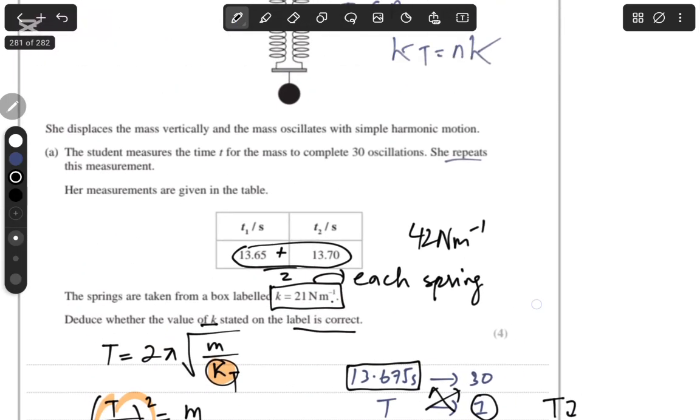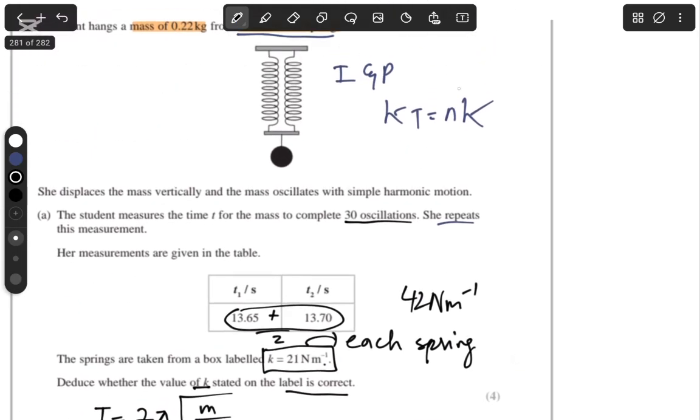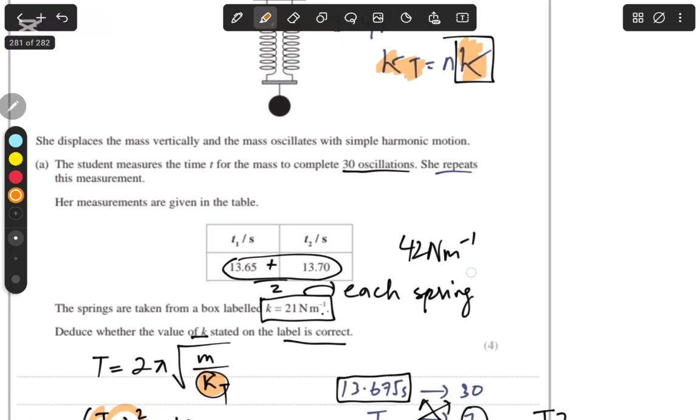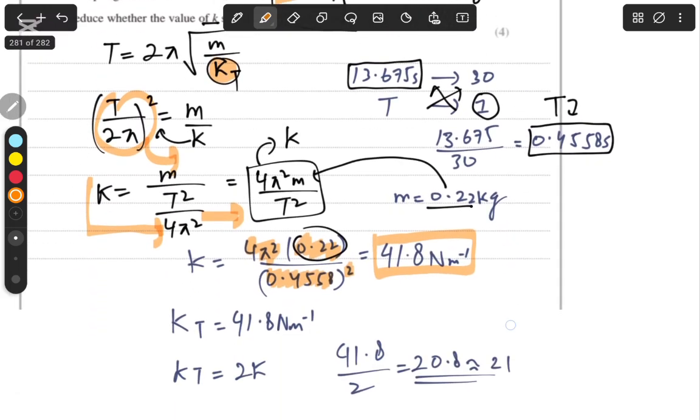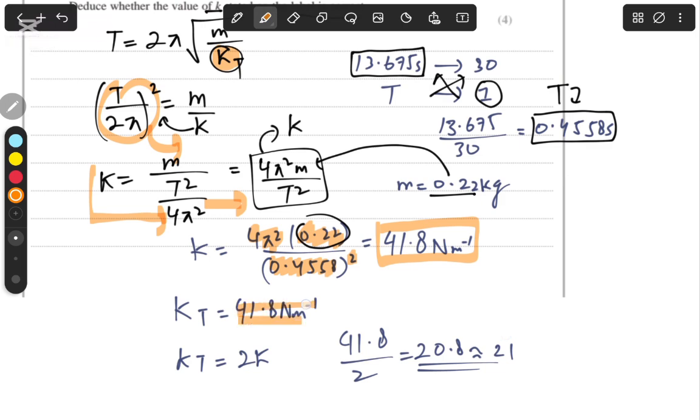Now, I know this is the total spring constant, but I want to prove that the spring constant of one spring... What we got was the total one. I want to find it for one spring, right? That's what the question tells me. The springs are taken from a box labeled this much, which means each spring is 21 Newton per meter. But this is the total spring constant. And we know K total is 2K. So I want to find that K.